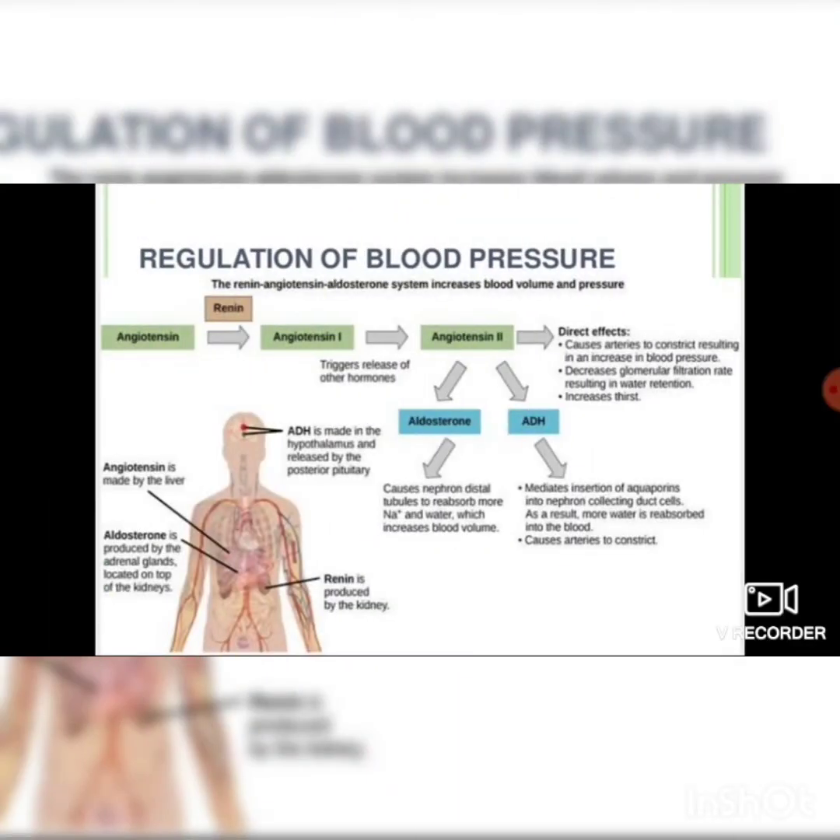Now the regulation of blood pressure. We can see the renin-angiotensin-aldosterone system, which increases blood volume and pressure by several mechanisms. Angiotensinogen, which is made by the liver, is first transformed into angiotensin I by the action of renin, then it triggers the release of other hormones and is transformed into angiotensin II, which has a direct effect, causing the arteries to constrict, resulting in an increase in blood pressure, and also decreases the glomerular filtration rate, which results in water retention. Now ADH is made in the hypothalamus and released by the posterior pituitary. We can see all these hormones here.